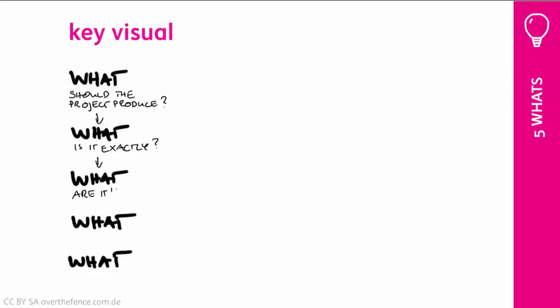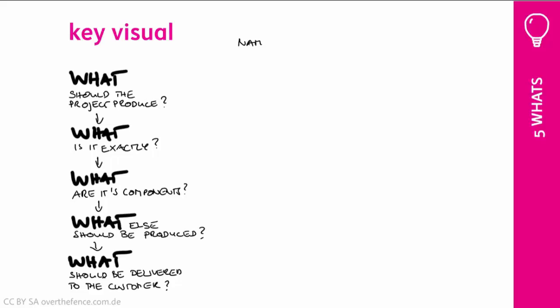Ask, what is it exactly? What are its components? What else should be produced? And what should be delivered to the customer? Once you are through with your questions, draw one column per identified project owner.